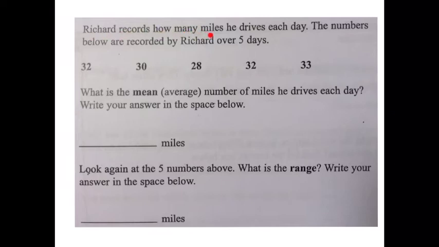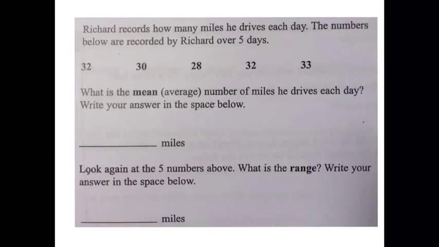Richard records how many miles he drives each day. The numbers below are recorded by Richard over 5 days. 32 miles on the first day, 30, 28, 32 and 33 miles on day 5. What is the mean, the average number of miles he travels each day? Write your answer in the space below.